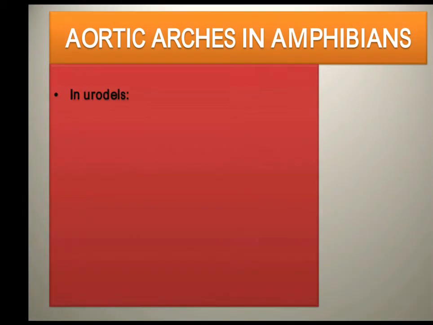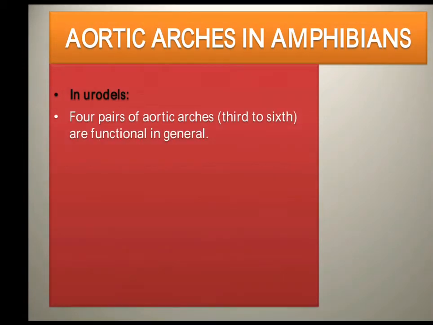In this case, there are 4 pairs of aortic arches. These are number 3, 4, 5, and 6. These are the aortic arches which are present here in general. This is a general number in the case of these animals. So we have number 3, 4, 5, and 6, as we have seen in the case of fishes. So these are the 4 numbers.